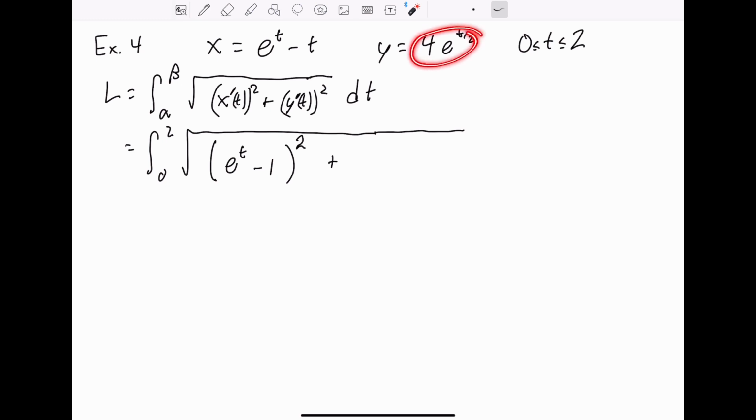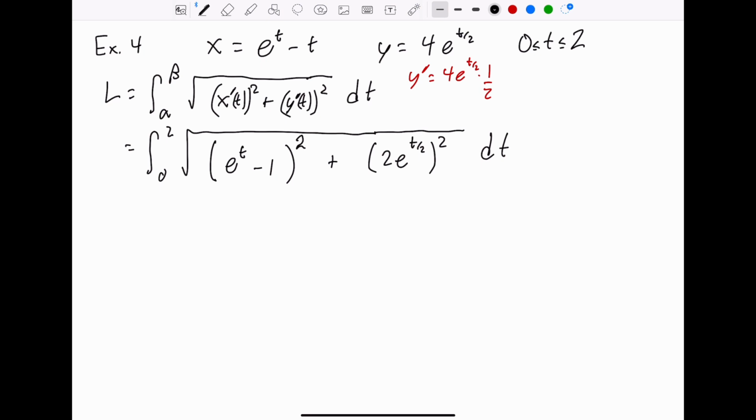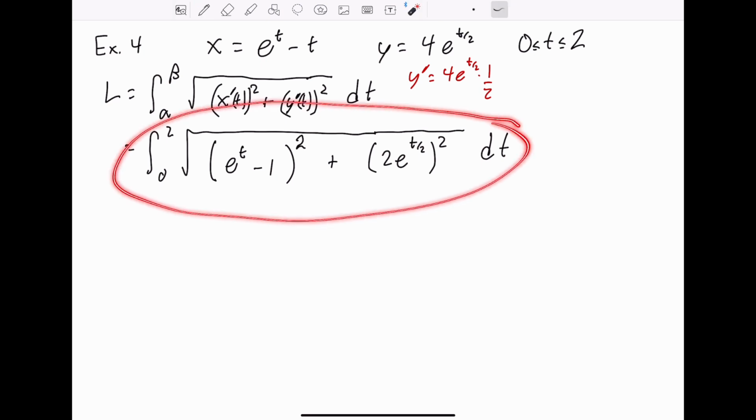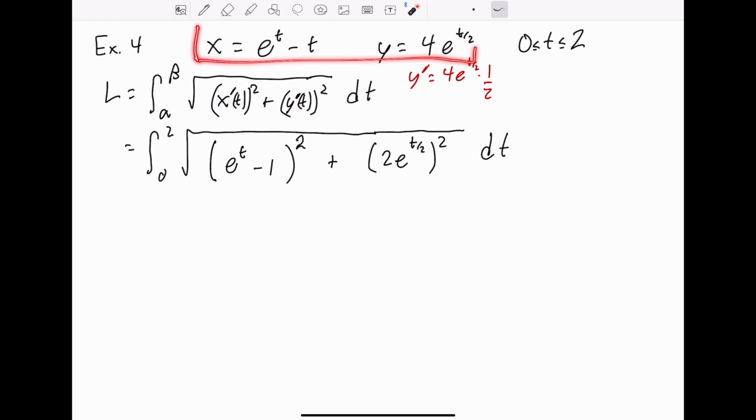So to do the derivative of this, we have really a chain rule here. The derivative of e to the power is e to the power times the derivative of the power, which will be times 1/2. So first I'm just going to write off to the side here, y prime equals 4 e to the t over 2 times the derivative of t over 2, which is 1/2. So we have 4 over 2 is 2. So 2 e to the t over 2, and that is also squared, integrating with respect to t. This integral describes the arc length of these parametrically defined curves from t equals 0 to t equals 2.